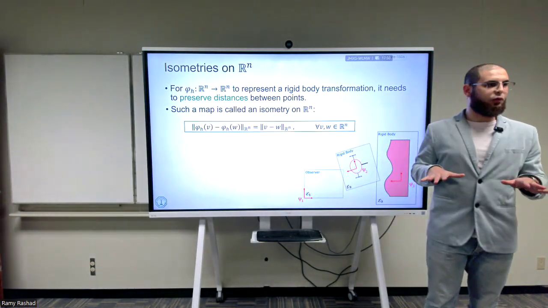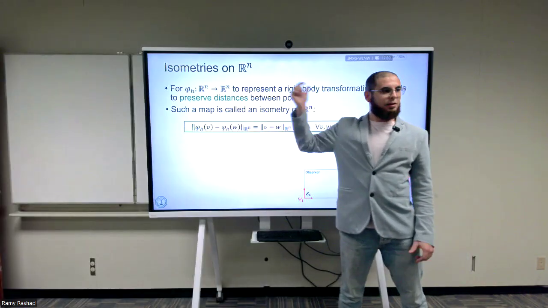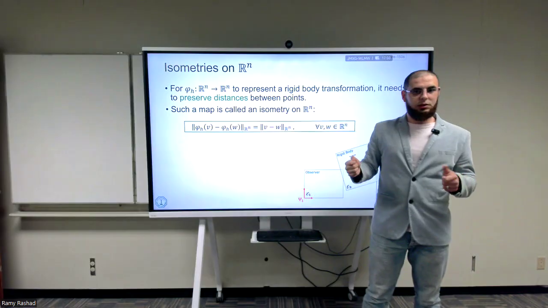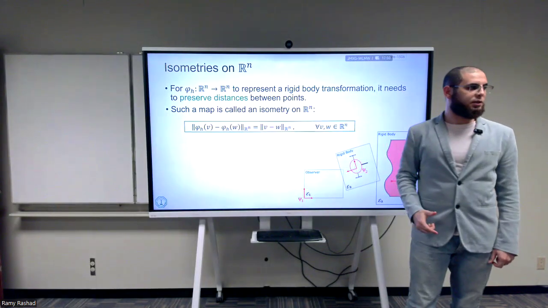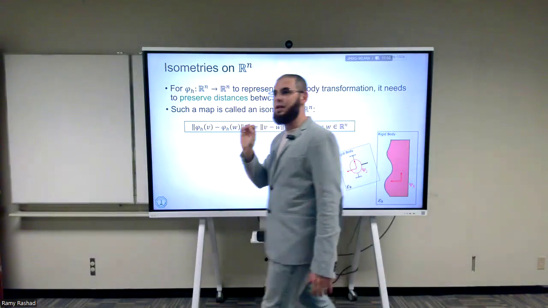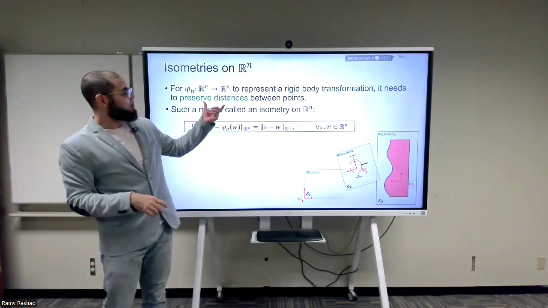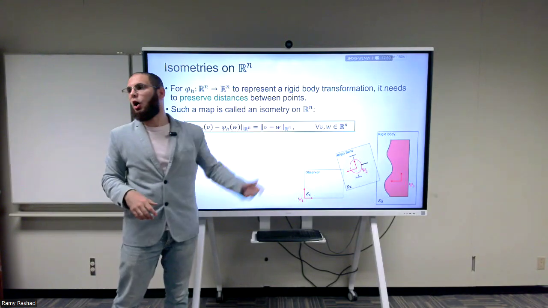But take my word for it for now, that the maps that will correspond to rigid body motions must preserve the distance between the points, or between vectors in the end. And these maps actually have a very special name. They are called isometries. Okay, so such a map is called an isometry on Rn.